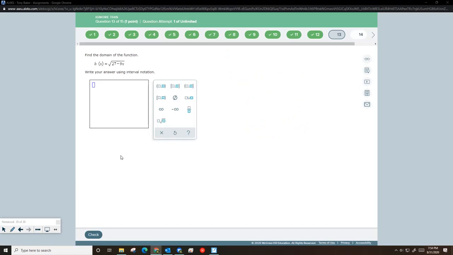This one's very similar, so we're going to do the same thing. So I have 27 minus 9x, and that's got to be greater than or equal to 0, because again, I don't want a negative number. So let's solve this one. I got negative 9x is greater than or equal to negative 27.